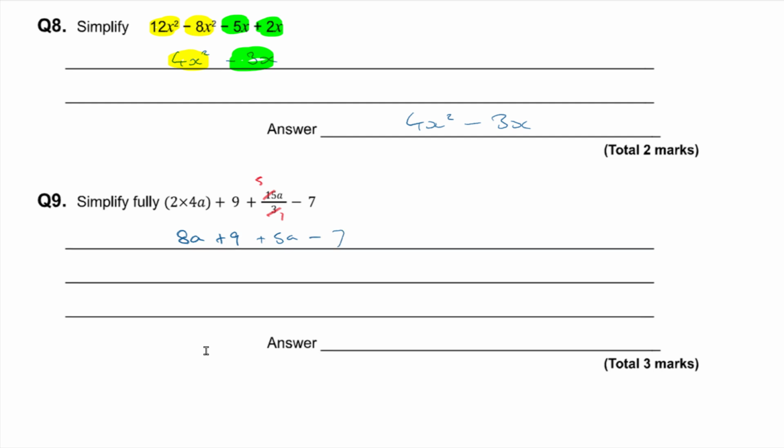And then I've got minus 7. Okay, now I've got it looking a little bit easier. Now I can start collecting like terms. I've got terms in a and I've got numbers. So collecting the a's together, 8a plus 5a, that's 13a. And collecting the numbers together, 9 take away 7, that is 2. So my final answer is 13a plus 2.